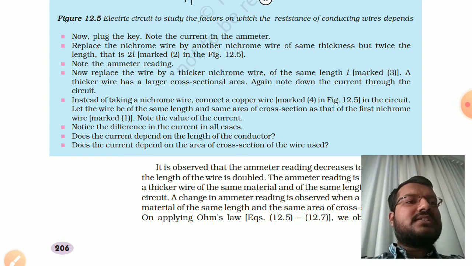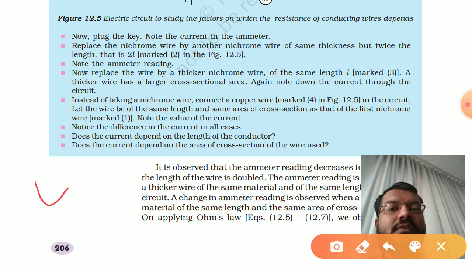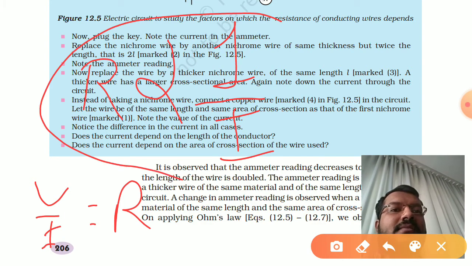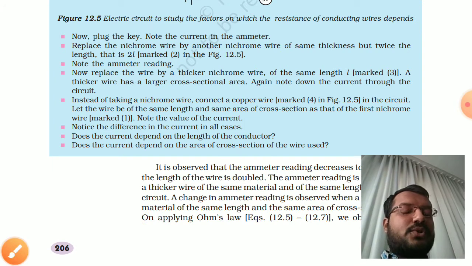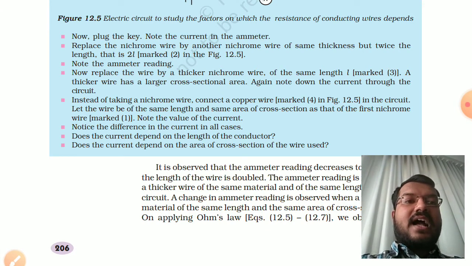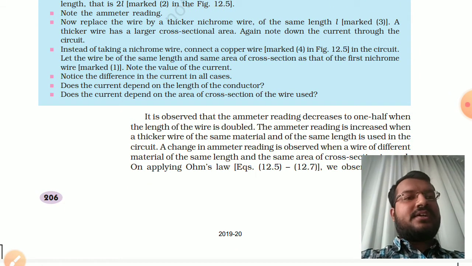In all these cases we have to mark I, and by Ohm's law you all know that V upon I is equal to R. So R is inversely proportional to I. Remember this in mind: R is not directly proportional to I, it is inversely proportional to I. So when I increases, R will decrease, and when I decreases, R will increase, because it is inversely proportional to the resistance. So we will determine the resistance by the reading of current I.